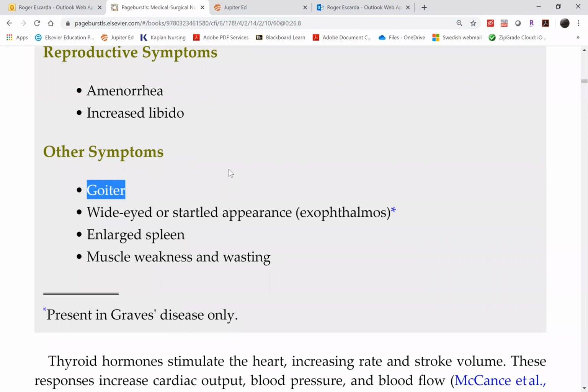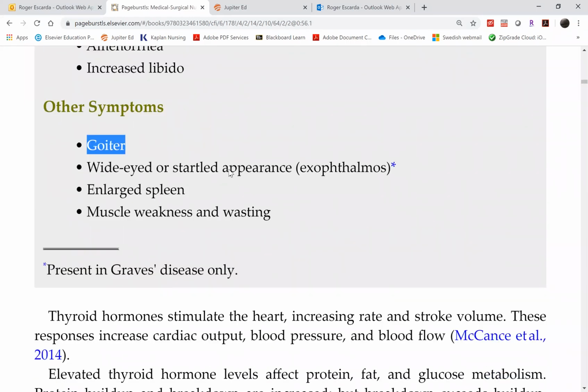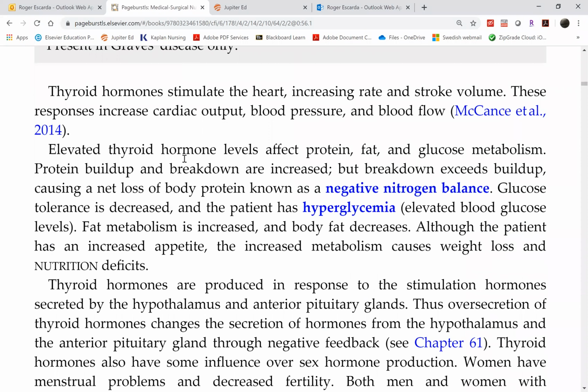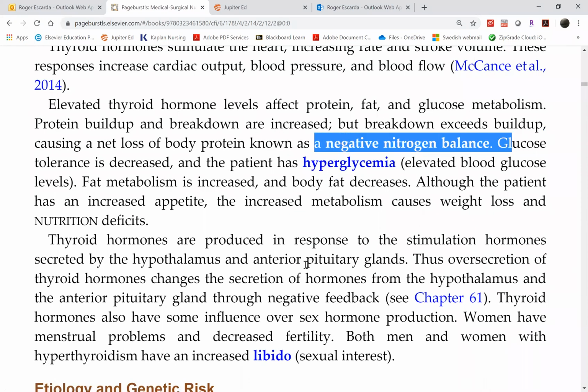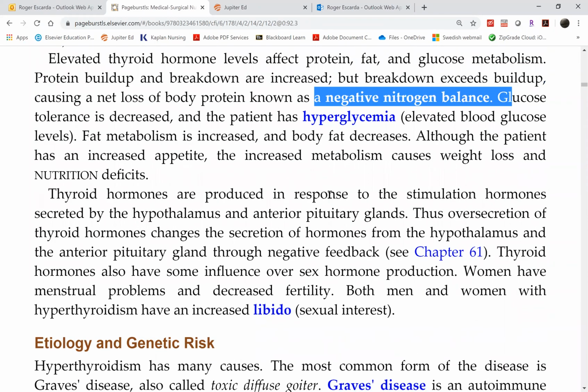Others not belonging in other systems are the following. Now, goiter here will appear both in hyperthyroidism as well as in hypothyroidism. So we'll discuss later why a hypoactive thyroid will also potentially develop goiter. I already mentioned this. The patient will be in a negative nitrogen balance, as well as hyperglycemia.